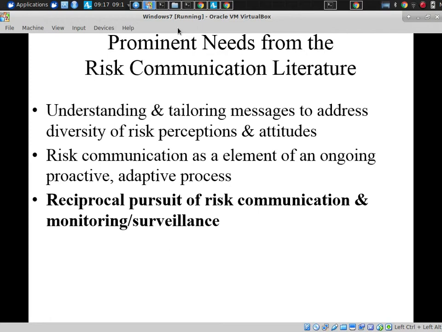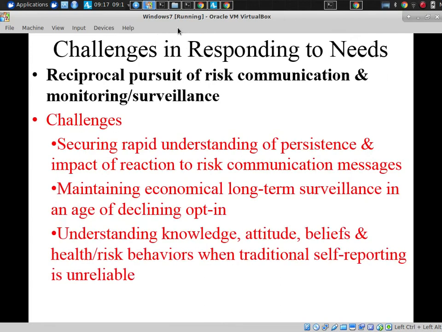A final need that I want to highlight is this reciprocal pursuit of risk communication and surveillance I've been alluding to. And here it's that desire for rapid understanding, the desire to deal with this proliferation of channels, to understand where the perceptions are going on the part of different subgroups, and also to understand at a more fine-grained level, if possible, the knowledge, attitudes, and beliefs associated with different population subgroups and aspects of risk and health behavior that are being practiced out there.